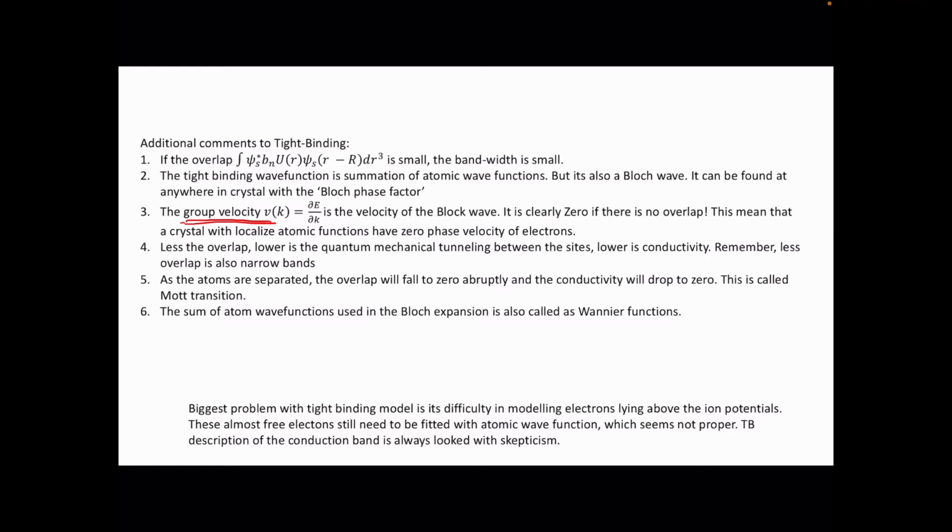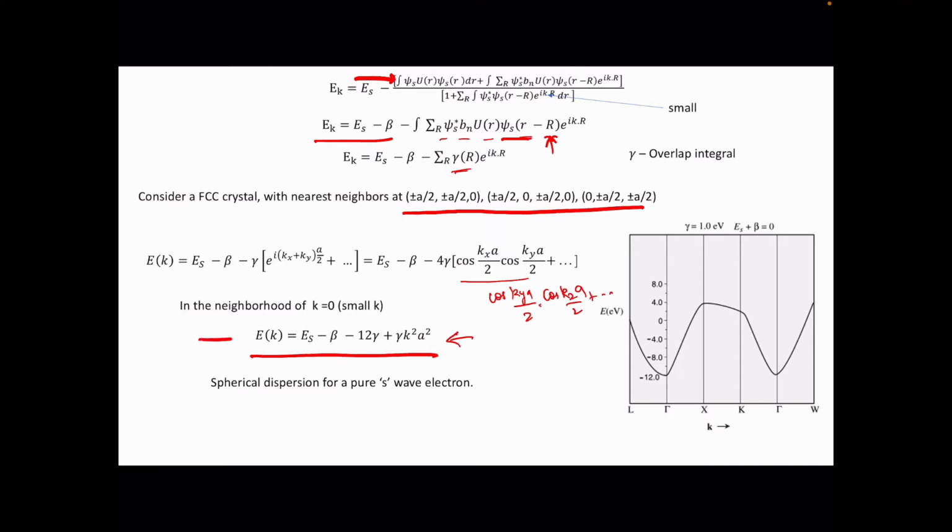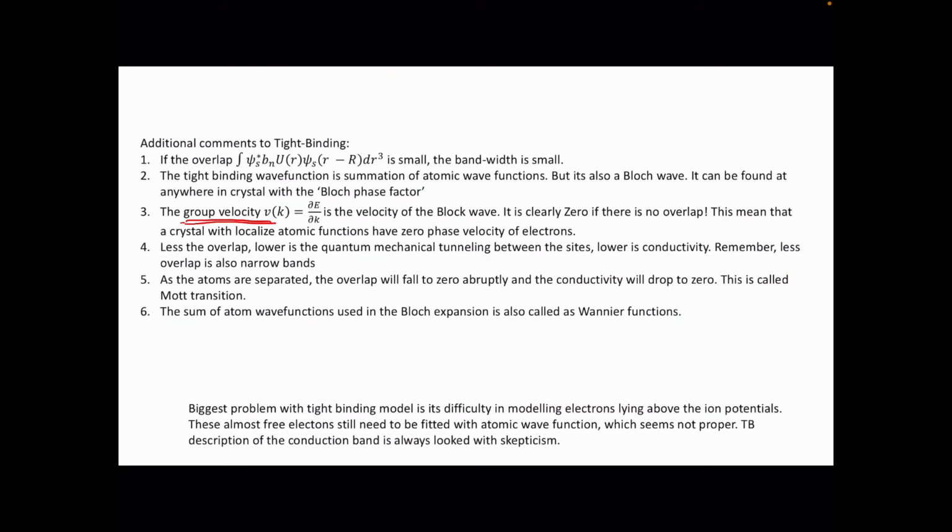It is 0 when there is no overlap. So we go back to this equation. In this simple 1s case, dE/dk will turn out to be 0 if gamma is 0, right? So what we mean is, if there is no overlap, then there is zero velocity of the electrons, in the sense that the electrons do not move outside the atom. When there is no overlap, there is no quantum mechanical tunneling between the sites, so the conductivity is lower. Remember that less overlap also means narrow bands. So you will have atomic levels when there is no overlap. When there is no overlap, you also have no conductivity.